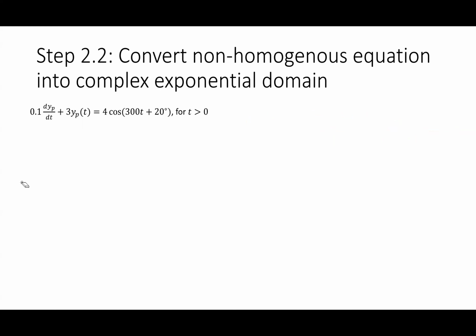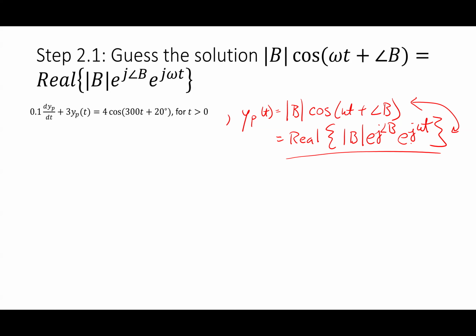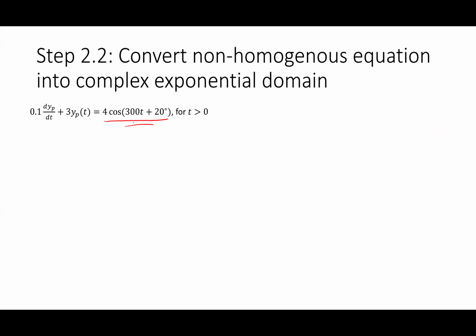What I do in step 2 is convert this into the complex exponential domain. So I can look at this and say, if this is my guess, I can think of cosine omega t plus 20 degrees also in the complex exponential domain. How does this relate to a complex exponential right here? So in step 2, I basically say, how do I relate this to a complex exponential? This would be the real part of what? Yep. Okay, so what I can do here is convert this into the complex exponential domain.